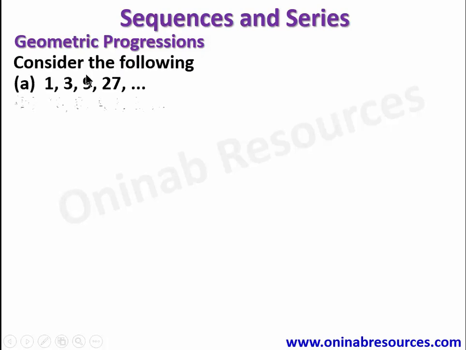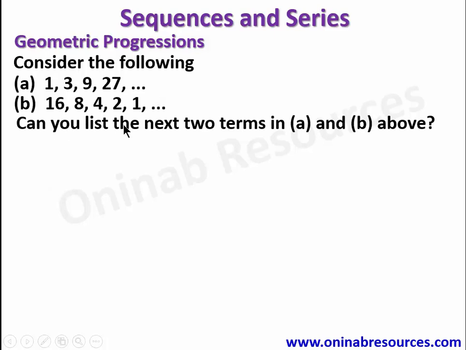Consider the following. A, we have a sequence of 1, 3, 9, 27 and so on. B, 16, 8, 4, 2, 1 and so on. We said in our previous tutorial that these are examples of infinite sequences since they have no end. Can you list the next two terms in A and B above?